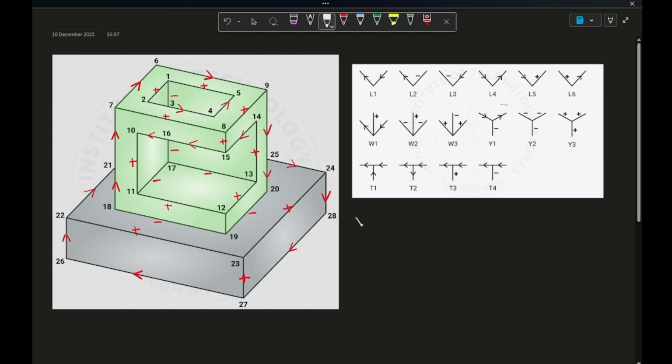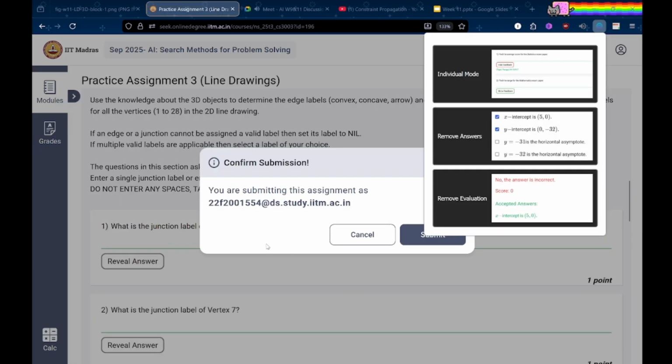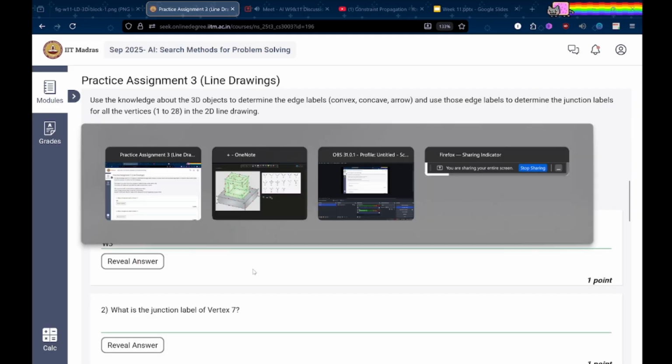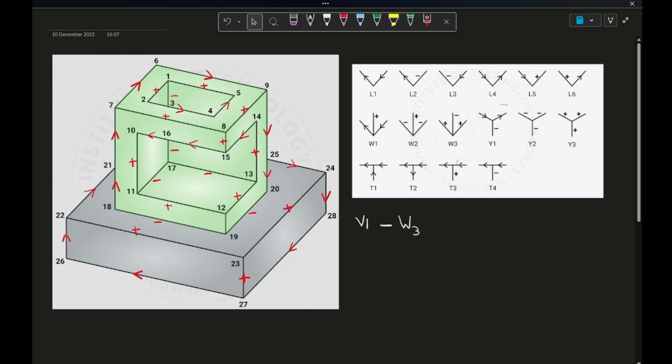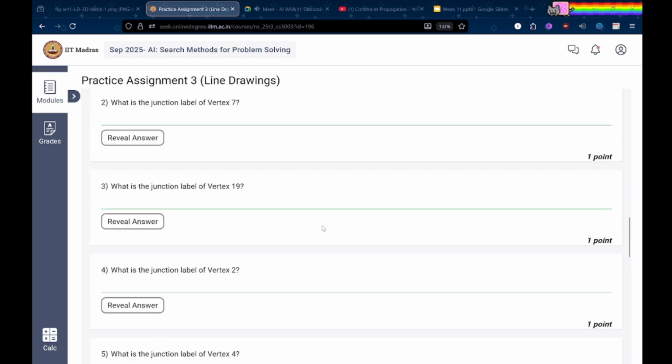Okay, what is V1? V1, this thing, right? So this thing we can see it's a W junction with positive, negative, positive. So is there a W with positive, negative, positive? Yes, W3. There is W3. It doesn't satisfy anything else, right? Only W3 because it's only a W junction there. Yeah, W3. What is vertex 7?